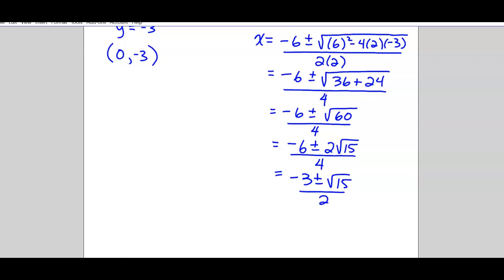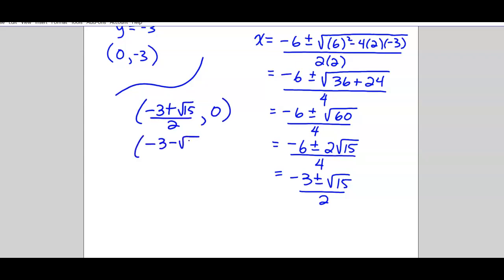So those are the x values. So the coordinates would be (-3 plus root 15 over 2, 0) and (-3 minus root 15 all over 2, 0). If it says coordinates, then you've got to put it in coordinate form.